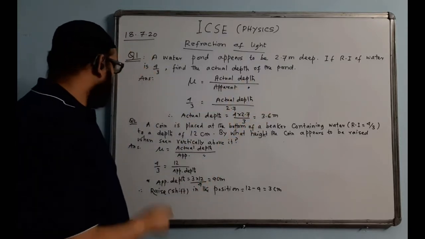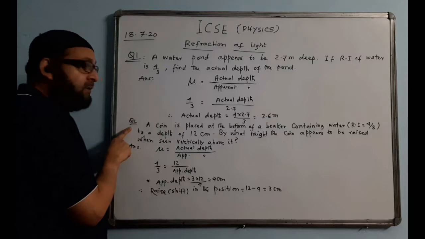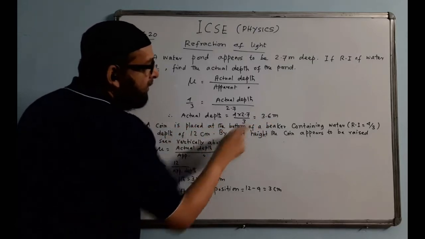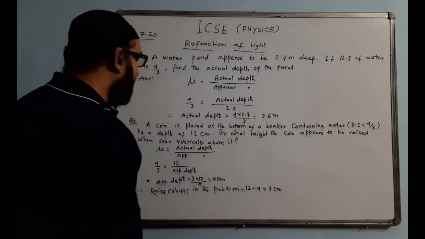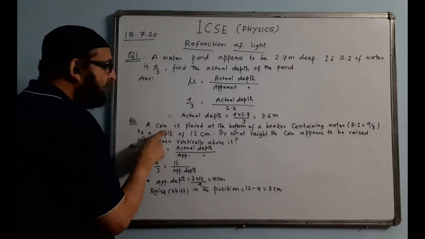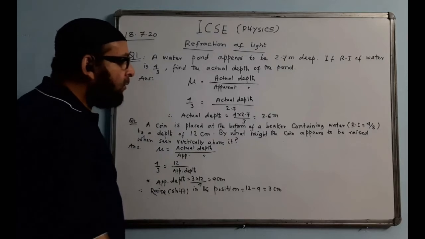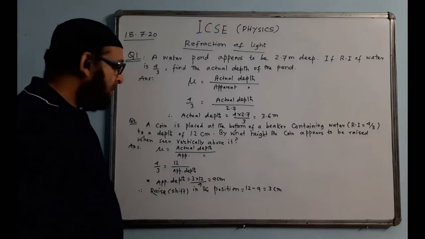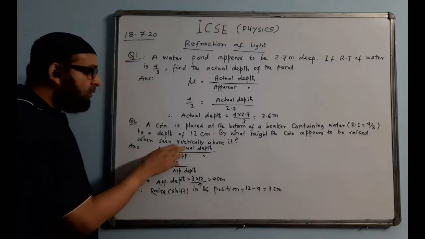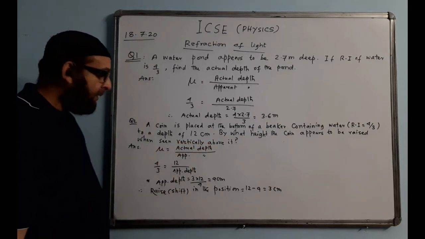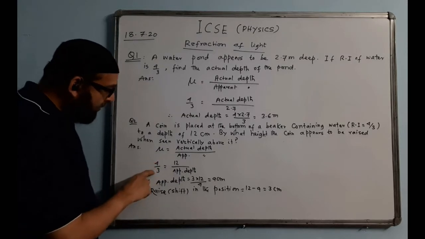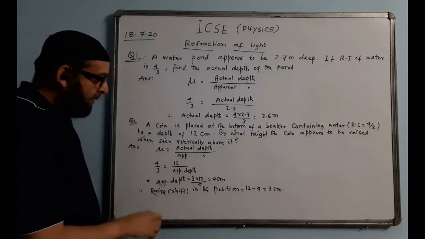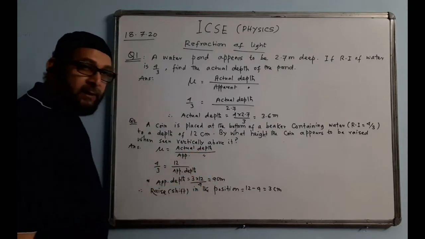The answer is there. Now question number 2 says a coin is placed at the bottom of a beaker containing water of RI 4 by 3 to a depth of 12 centimeter. By what height the coin appears to be raised when seen vertically above it? Same formula, mu is equal to actual depth by the apparent depth. Mu is given 4 by 3, actual depth is 12, apparent depth we will calculate. The apparent depth is coming 9 centimeter.